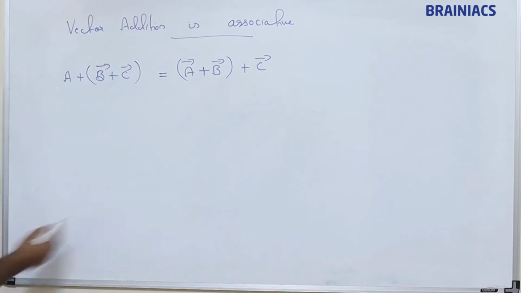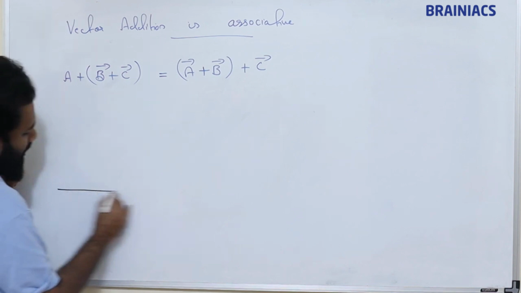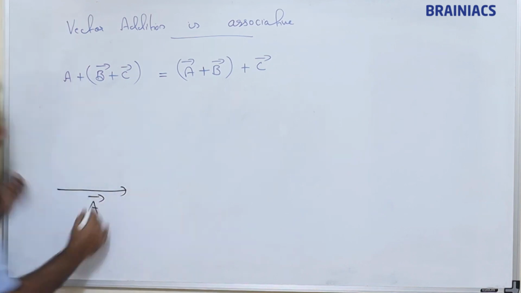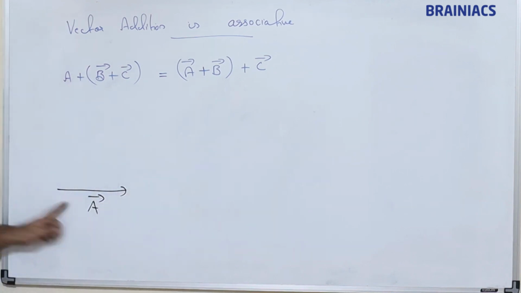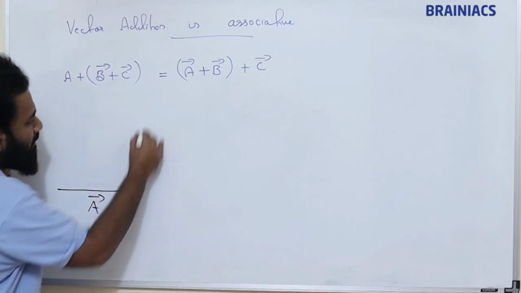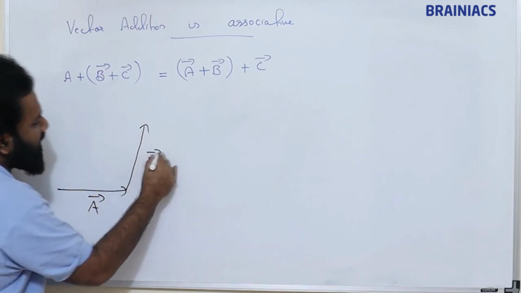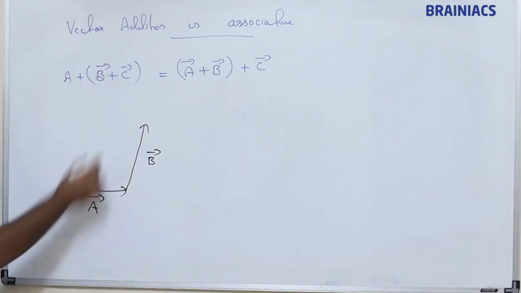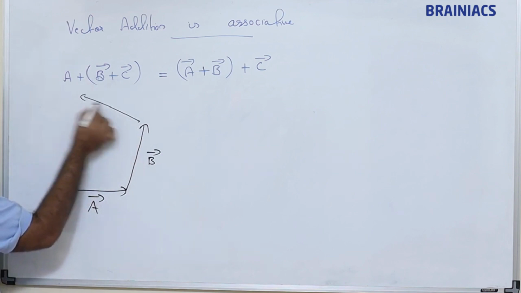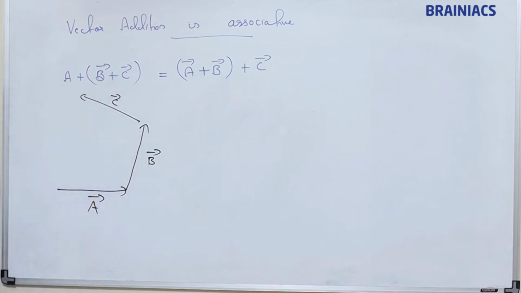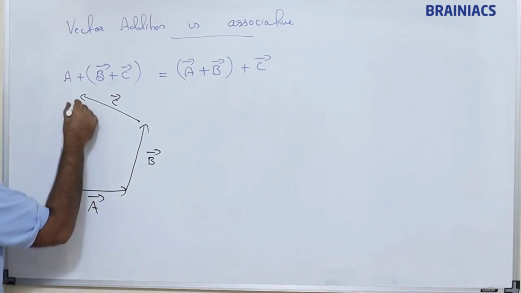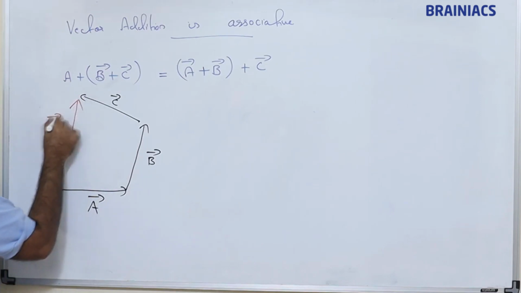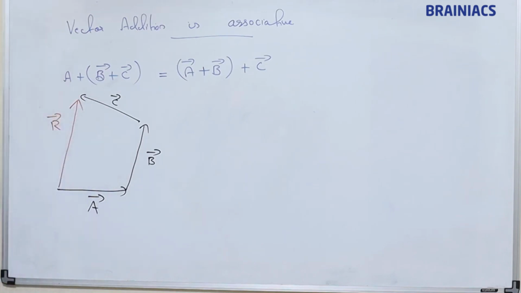Okay, suppose this is vector A, this is vector B, and we need one more vector, which is nothing but vector C. So I am going to draw it like this. So this is vector C. So what is the resultant? The resultant will be this one. The polygon law of vector addition we have seen.